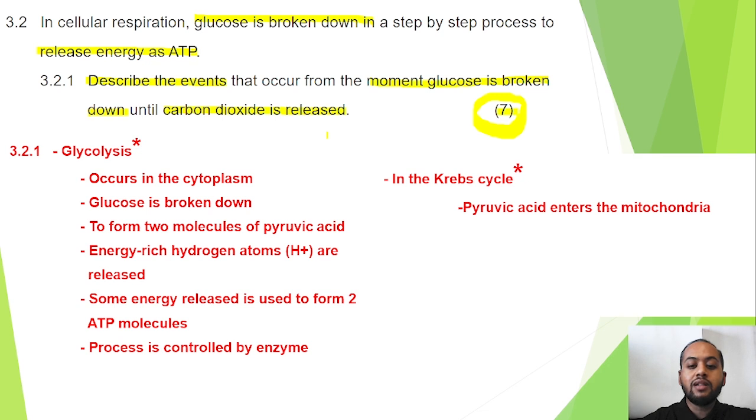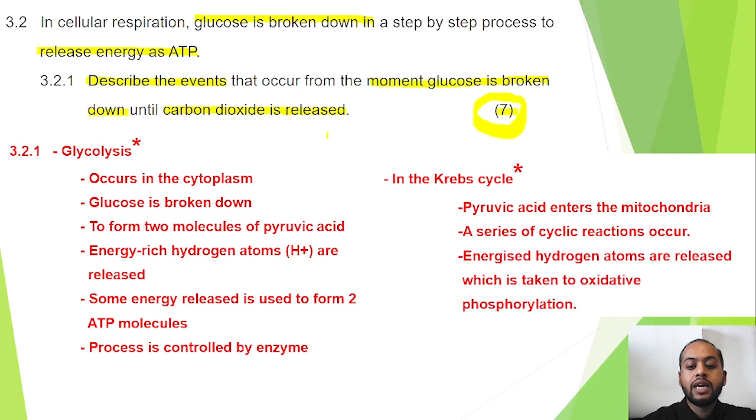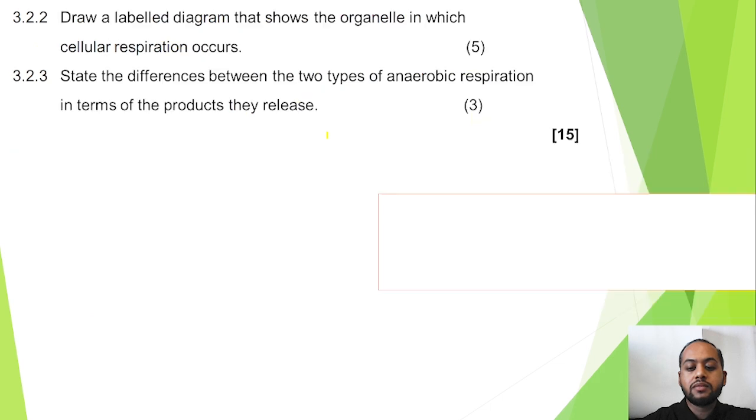So the Krebs cycle: pyruvic acid enters the mitochondria. A series of cyclic reactions occur. Energized hydrogen atoms are released, which is taken to oxidative phosphorylation. That's the third phase. And that's the end of it.